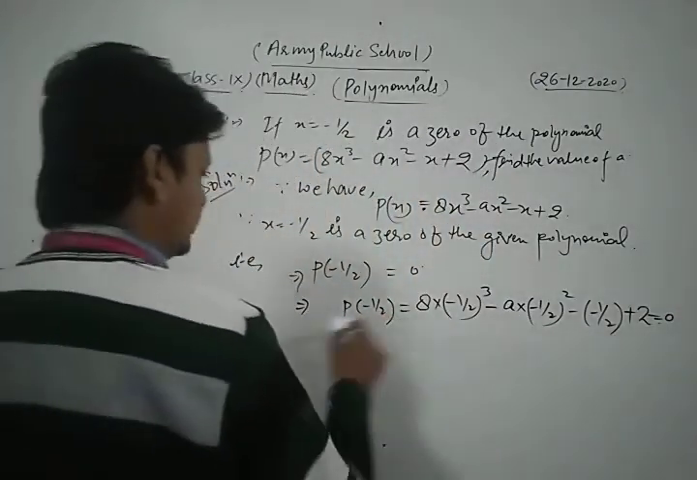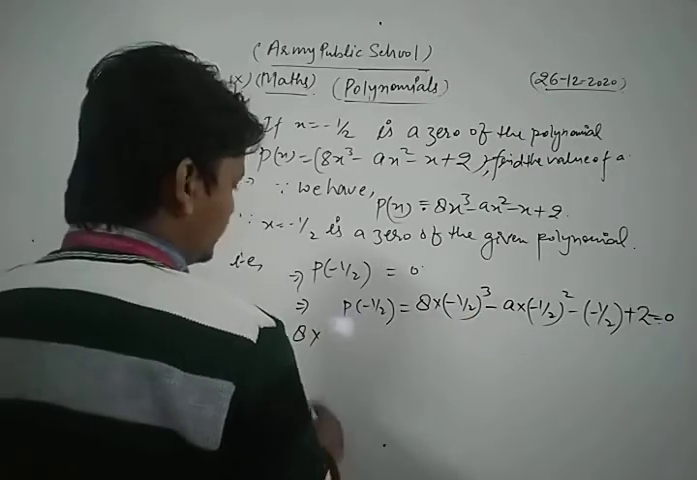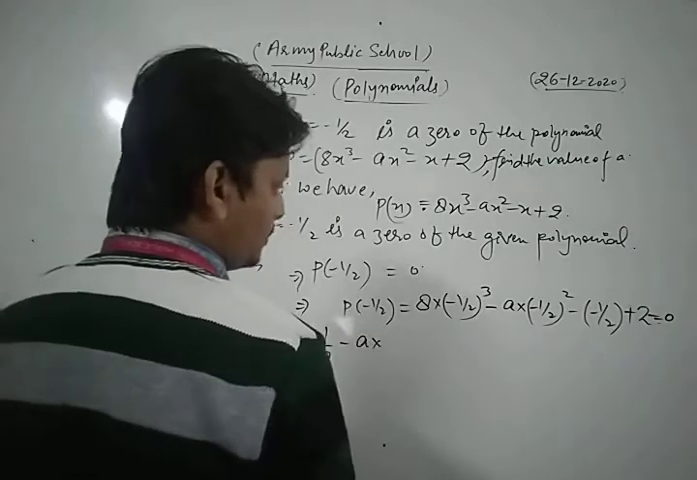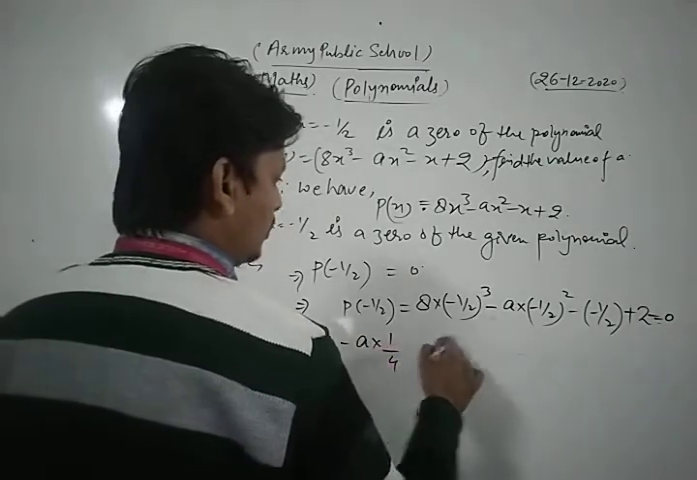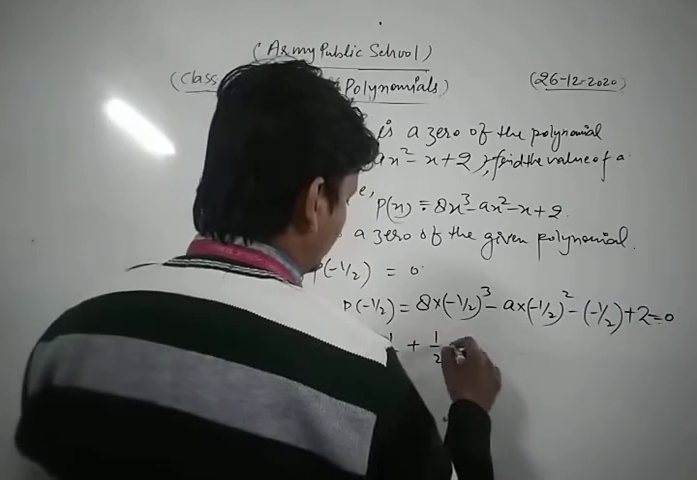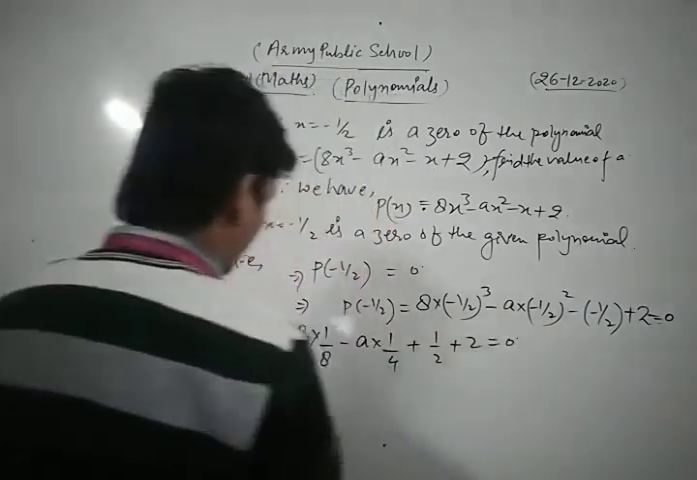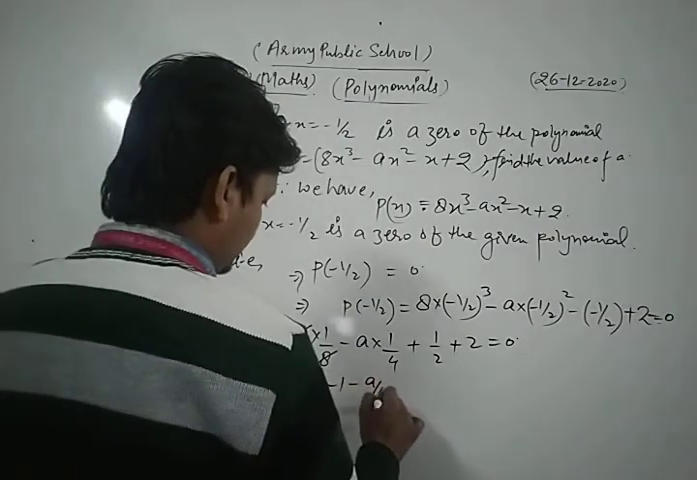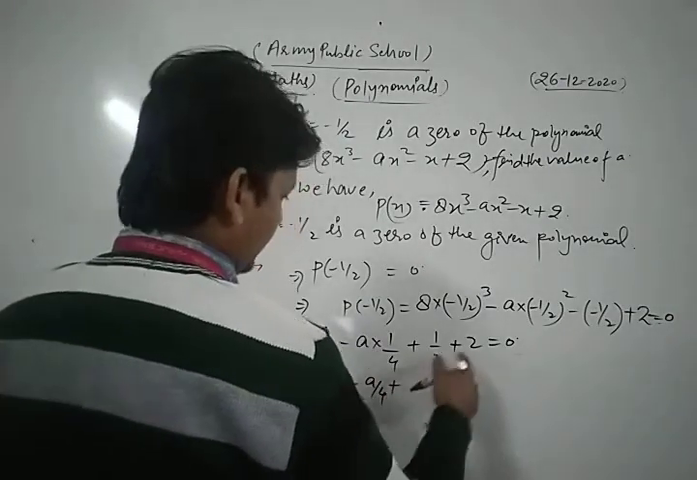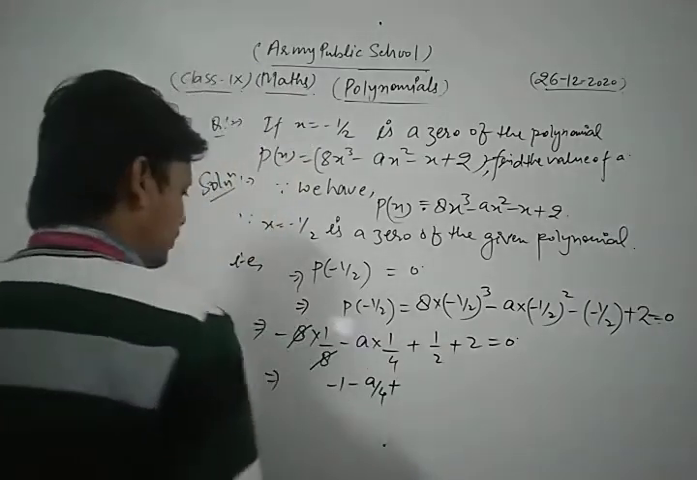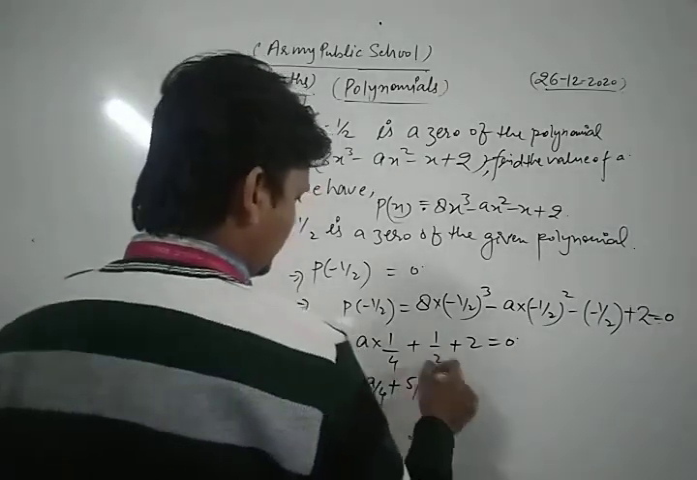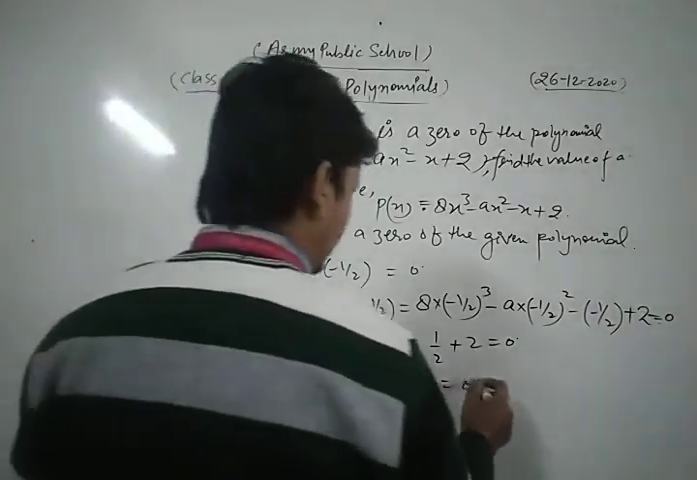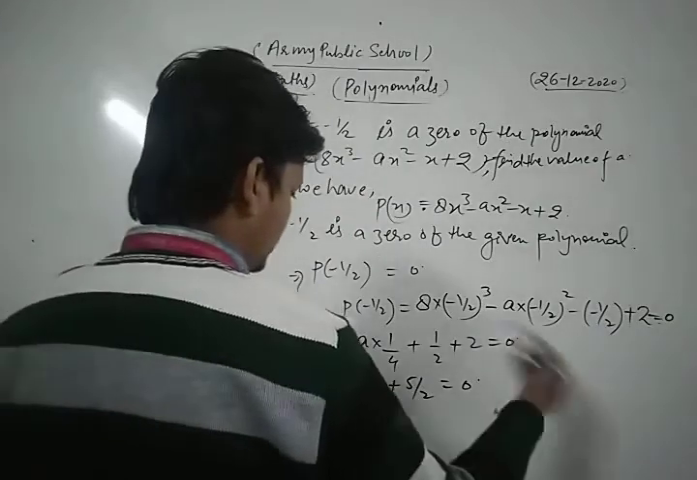Let's see, we get 8 into minus 1 upon 8, minus a into 1 by 4, plus 3 by 2, plus 2 is equal to 0. Here the 8s cancel each other, so we get minus 1, minus a by 4, plus 3 by 2 plus 2, which is 5 by 2, and it becomes equal to 0.